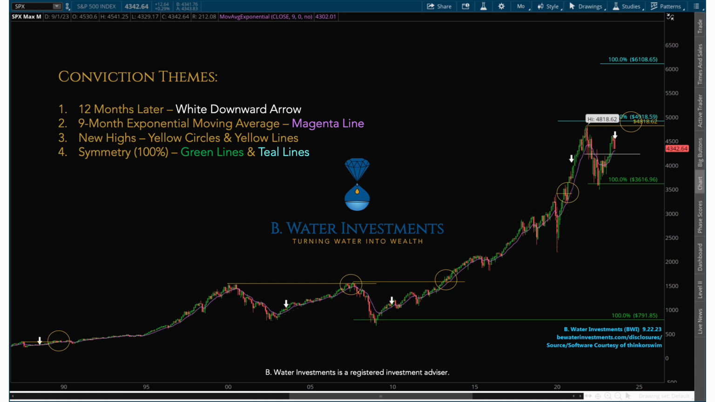New bull markets, according to certified market technicians, which I am not a CMT, but I will disclose that most CMTs, certified market technicians, acknowledge a new all-time high as the beginning of a new bull market.